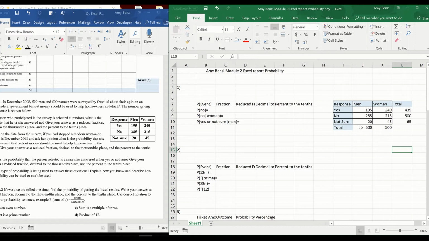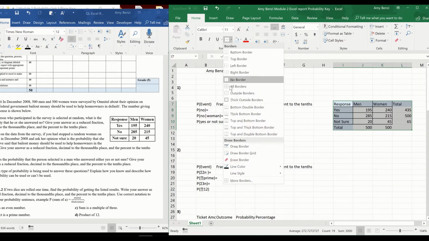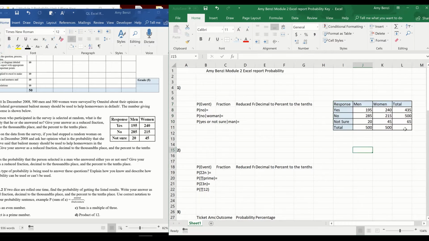Maybe if I would have done this beforehand, I could have spared myself a little extra time in outlining everything. But easy enough. And if I want to double check all of my work, I can even auto sum this and make sure it hits 1,000, which it does. And 500 and 500 is clearly also 1,000. My totals, I'm actually going to change the color. I do like the totals to have a little bit of a different color than the rest.